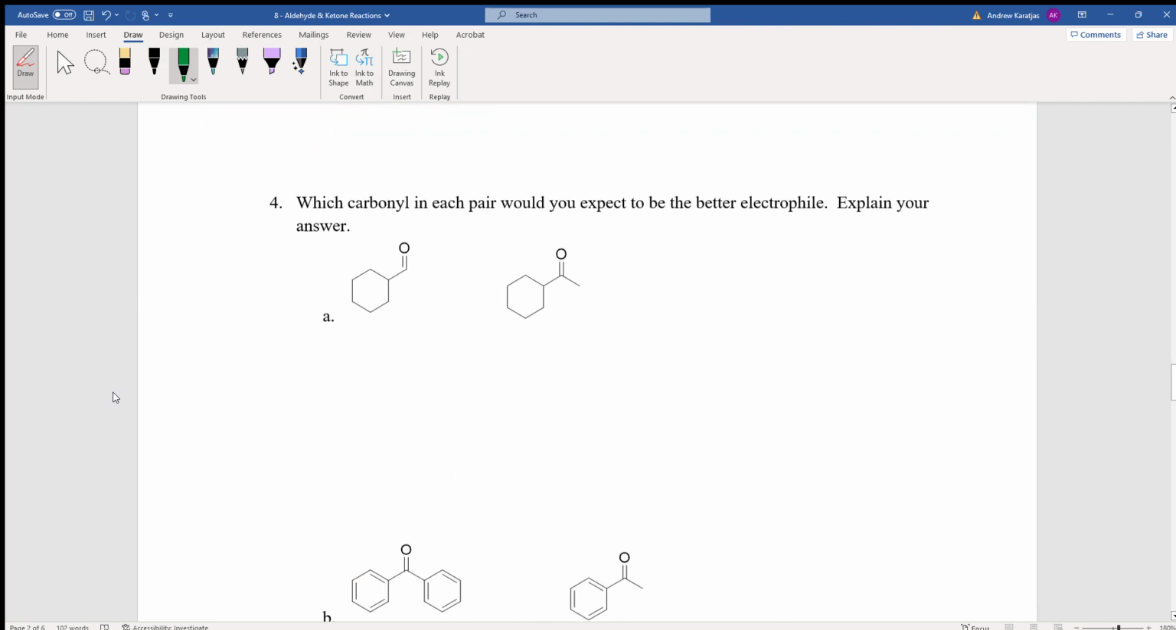All right, question 4, we have a series of carbonyls, and the question is which one is the better electrophile? So in part A, they're pretty similar. The only difference is, the second compound has an extra methyl group. But that methyl group is fairly significant. It creates more sterics around the carbonyl. It's also an extra electron donating group. And so both of those factors in general make ketones less reactive than aldehydes. And so our aldehyde here is the better electrophile.